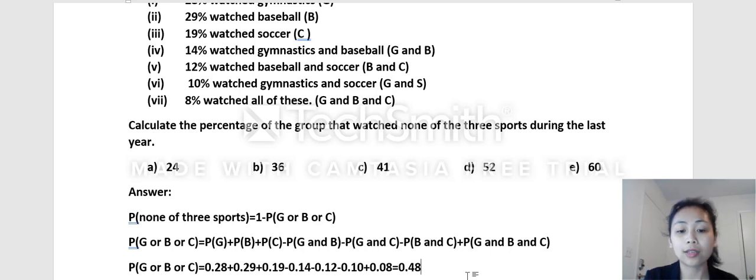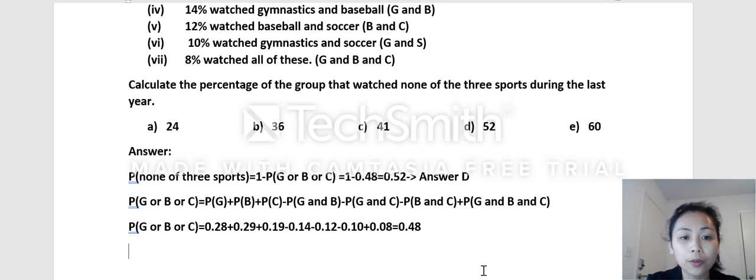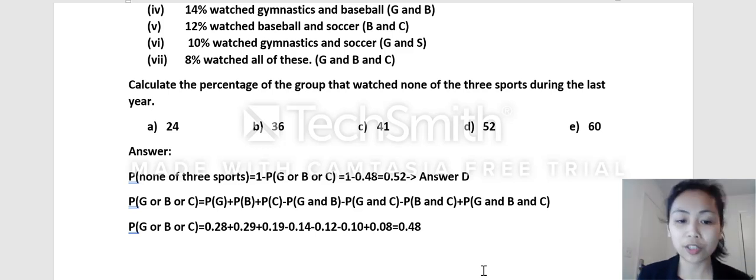But that's not the answer yet. The question asks for the probability that none of these three sports. So that is 1 minus 0.48, and that is 0.52. So that is the answer D. You see that? That is D. Another approach, just like what I set up before, but actually in this case it's going to be longer, so I think I would like to finish here.